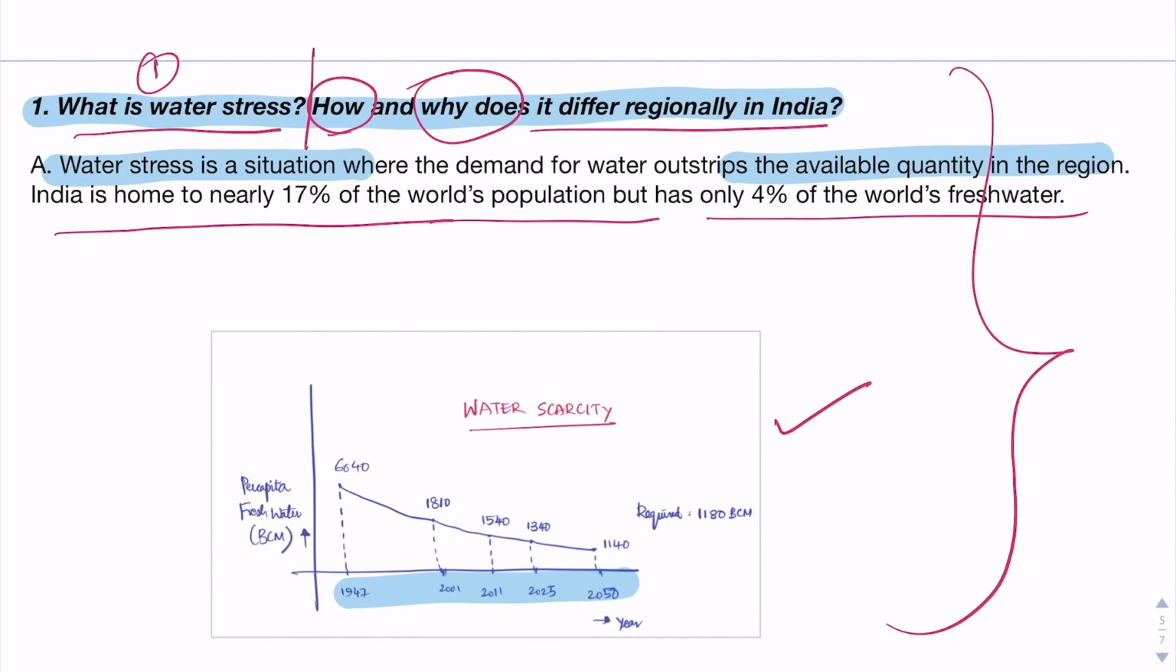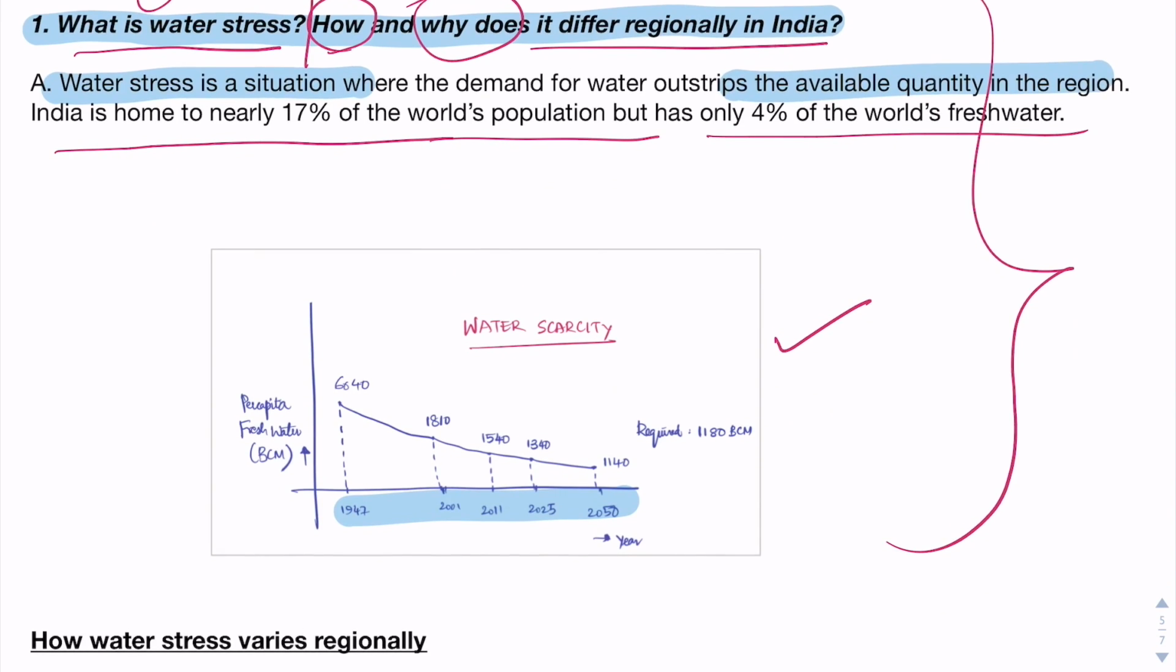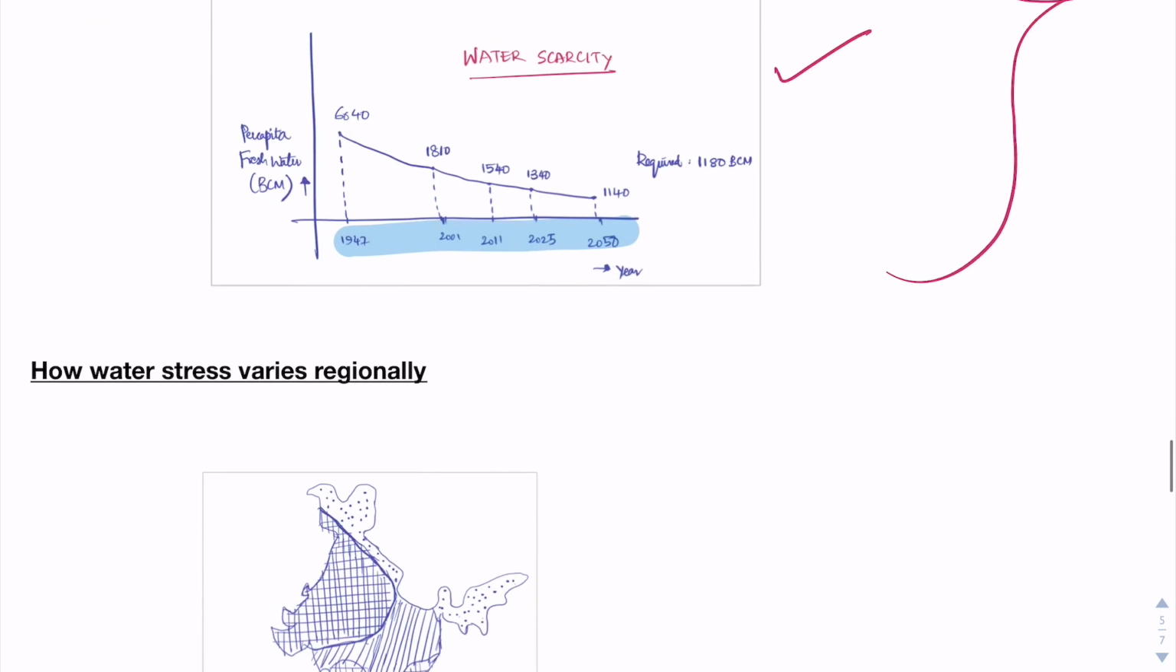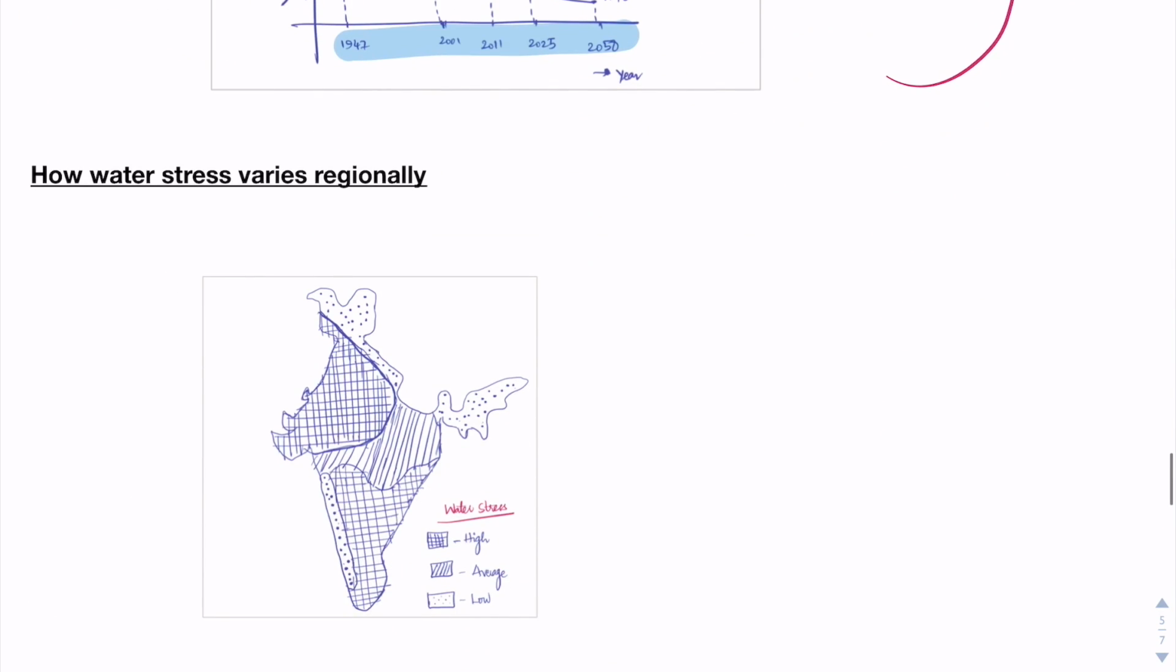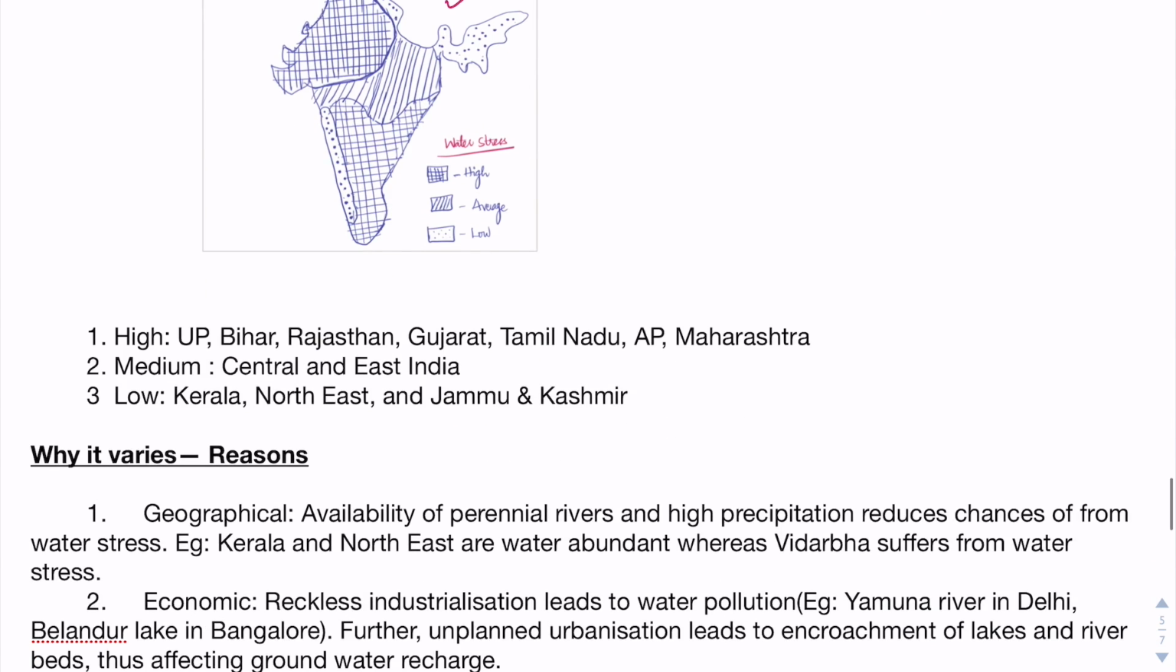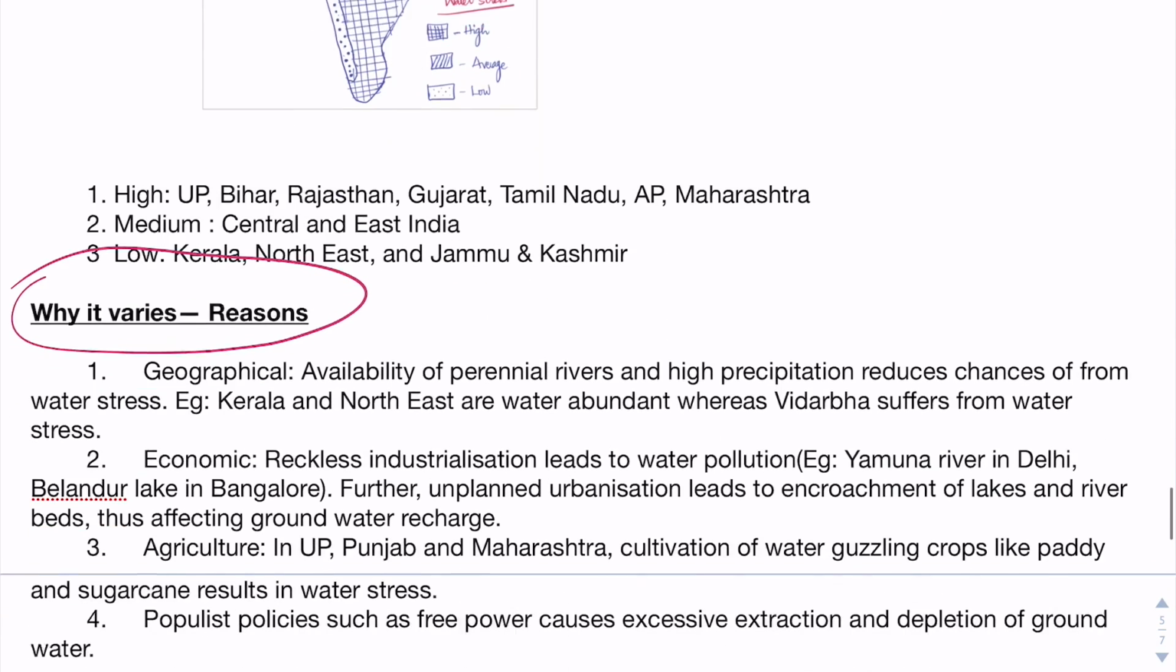You have added certain value to the question that is asked instead of writing vague opinionated statements. Next, you discuss how water stress varies regionally. Here you draw an India map broadly delineating areas with high, medium and low water stress. Now these need not be absolutely perfect, but a broad categorization would do just fine. Then you move on to third part of the question, why it varies, that is the reasons.